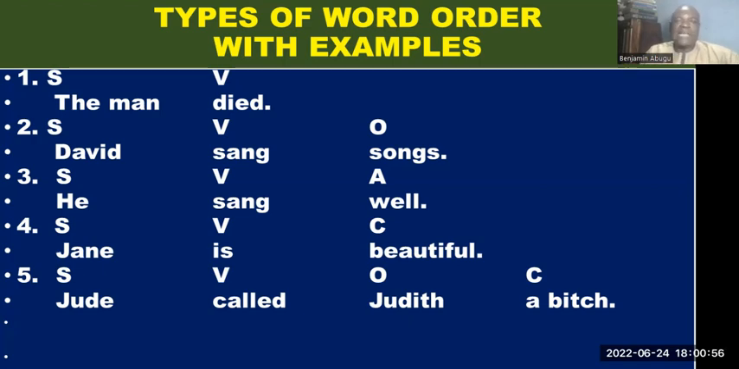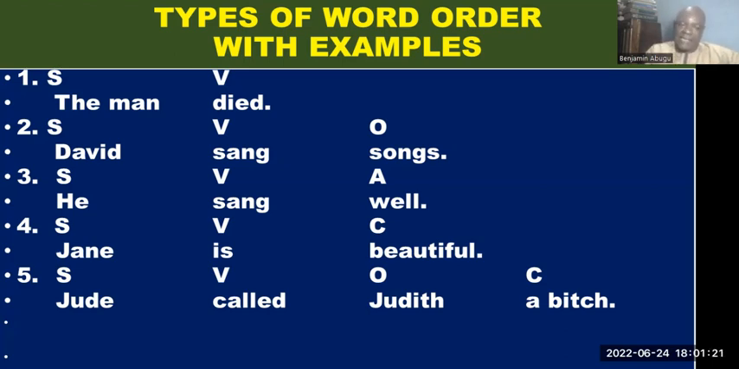Now, the fourth type of word order is the one with the structure SVC. For example, Jane is beautiful. Now, C here stands for complement. Jane is the subject, is the verb, and beautiful is the complement. Now, why do we say that the complement is that element that completes the meaning of a sentence?